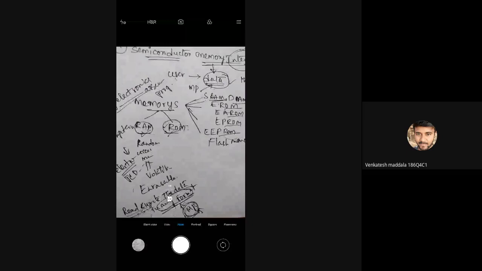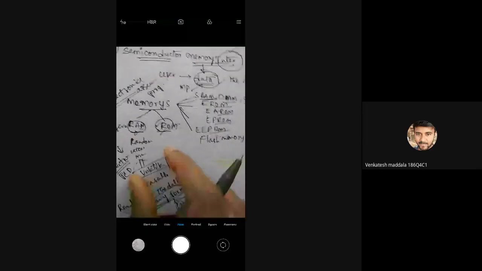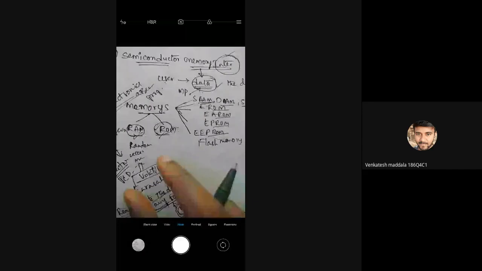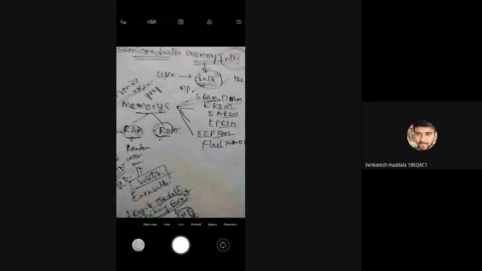Since it is a volatile memory, it will store the data only for a particular time period. That means whenever we turn off the computer, the data stored in the RAM will get erased.